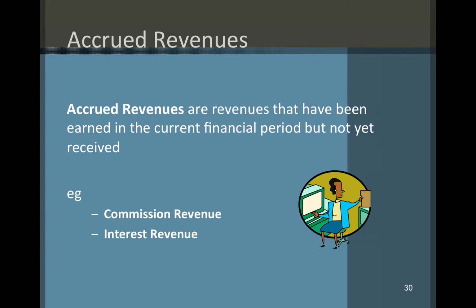Some examples of possible accrued revenues: commission revenue. We could have earned a revenue from our suppliers in commission. We've sold their particular products, and as an incentive they may pay us a commission. Also interest revenue on investments. We may have made some investments and we've earned interest on those investments, but that interest may not be paid by the financial institution until a later date. Rent can also be an accrued revenue.